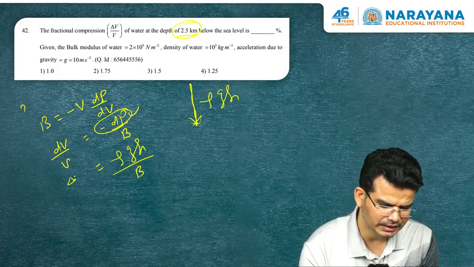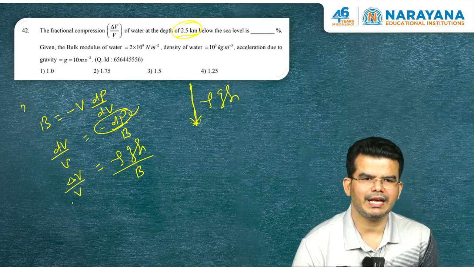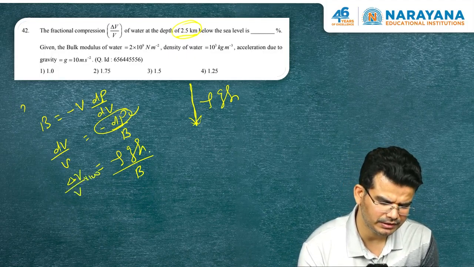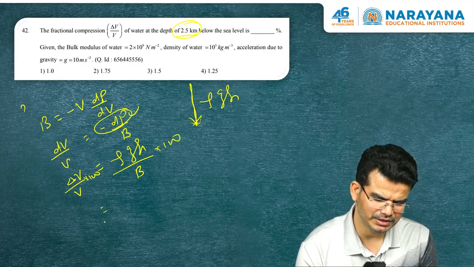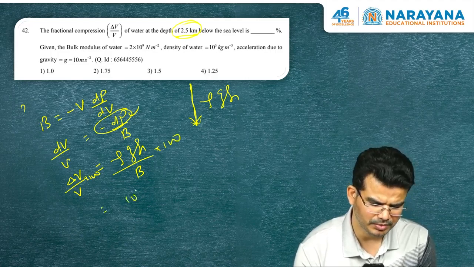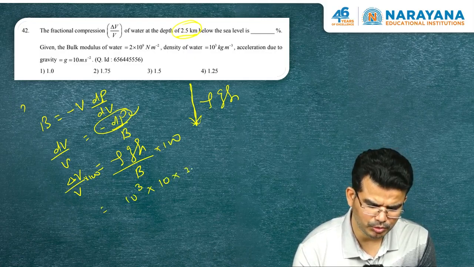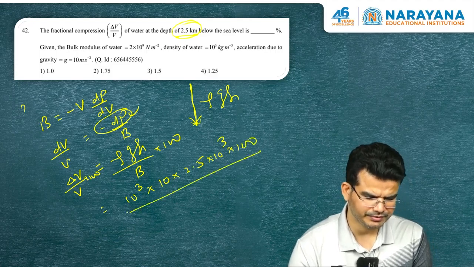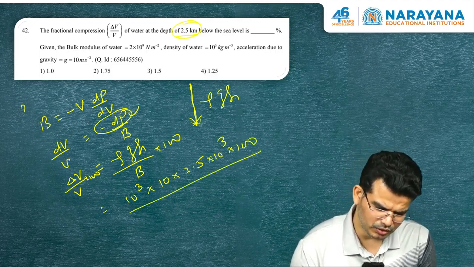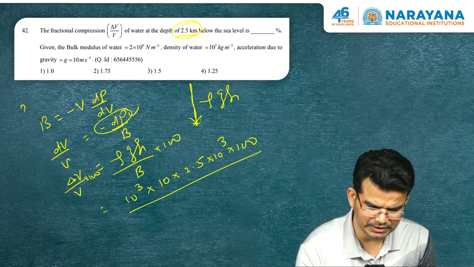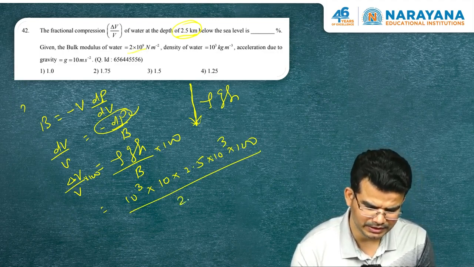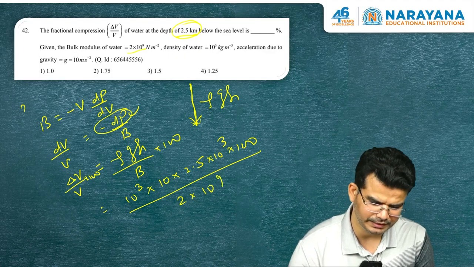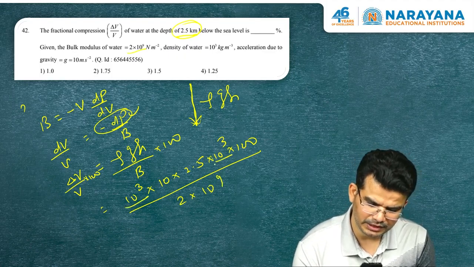This is delta V by V. They are asking percentage, so into 100, here also into 100 beta, and simply putting the values. Rho is 10 raised to power 3, g is again 10, they have given, h is 2.5 kilometer, that is 10 raised to power 3, and again this is 100 upon how much? What they are saying? Upon B, bulk modulus value is given in SI unit, just check units. So, 2 into 10 raised to power 9.